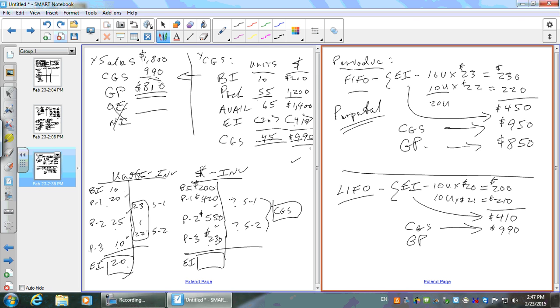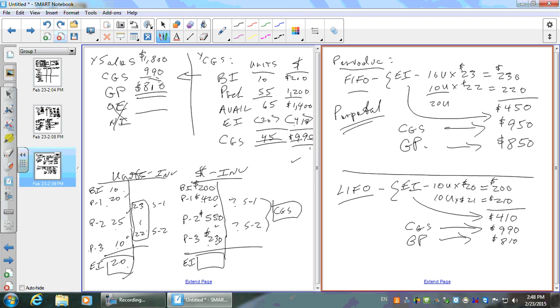Okay, so my gross profit would be how much? We got 810. Okay, there we go. We're on our way. Notice the sales didn't change. So on that one, the numbers shouldn't match up between perpetual and periodic LIFO. No, it will not. It will be different.